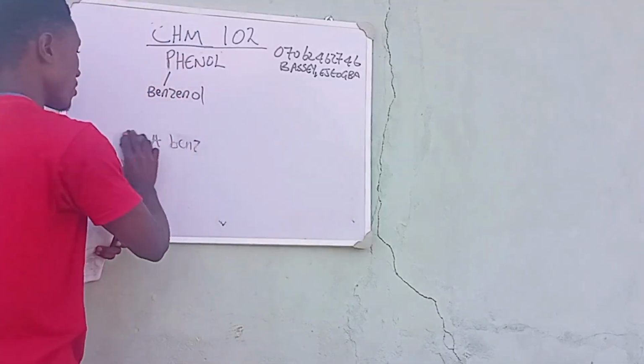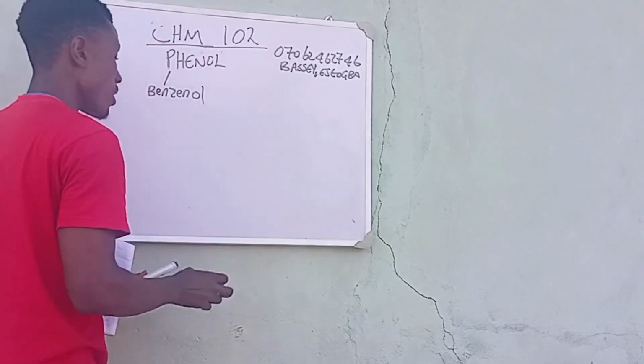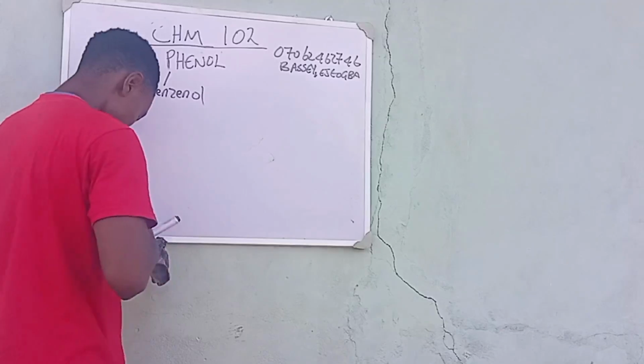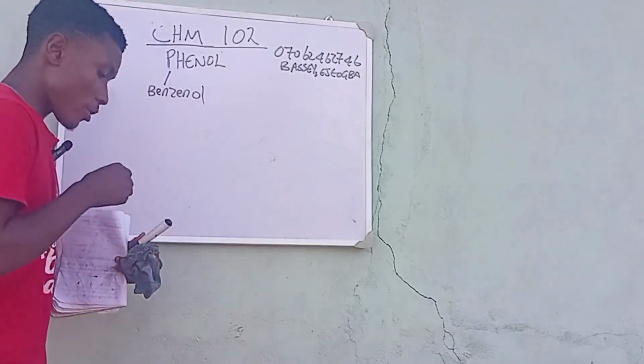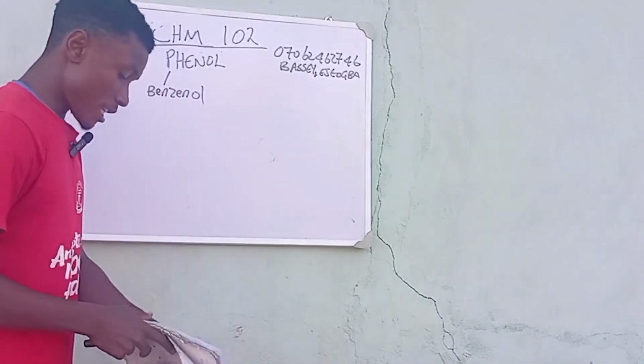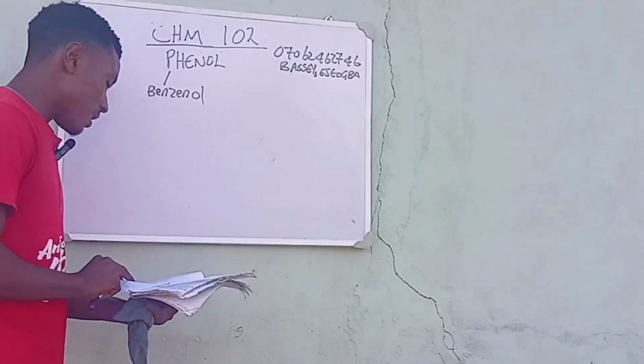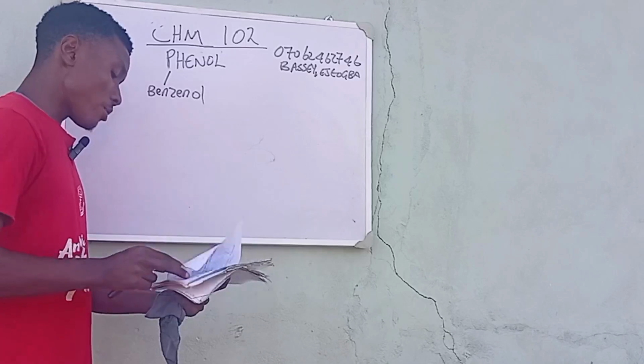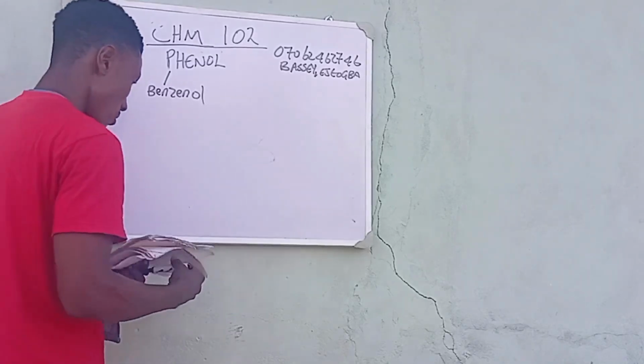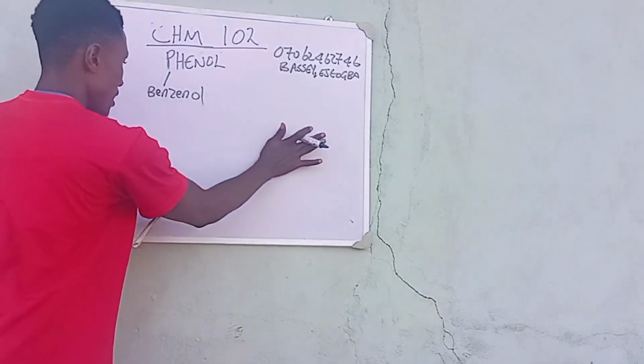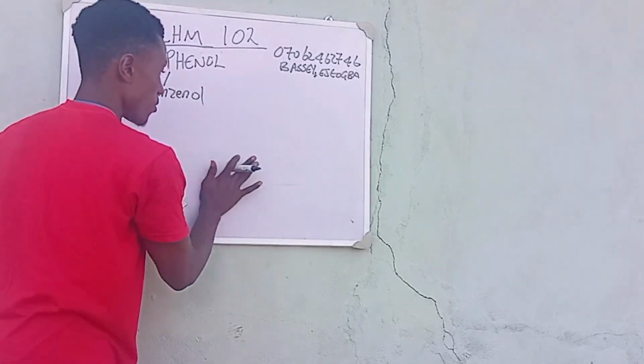So let me clean all this so that we are going to have more space. From here, we are going to know the name of a compound when it is presented. So let's name at least two compounds before we proceed. So let's go into naming.